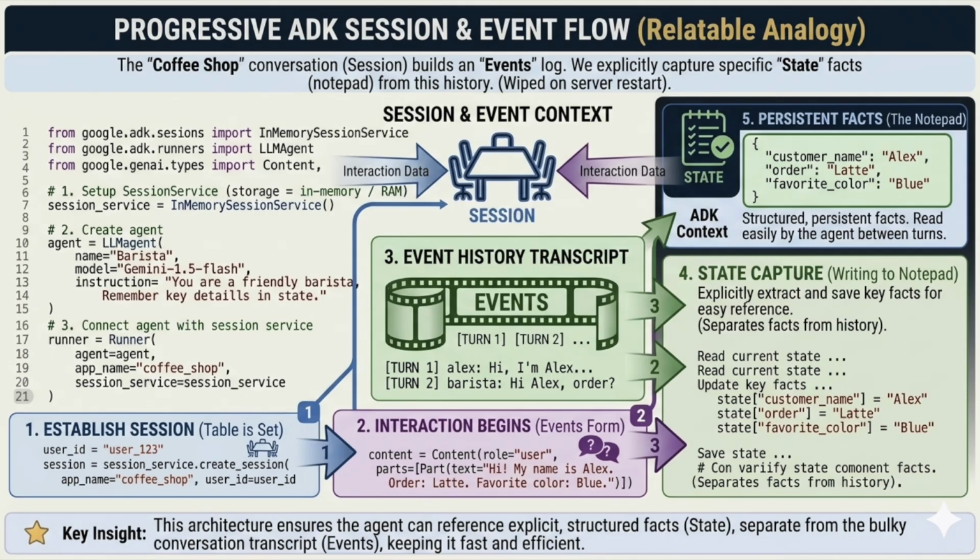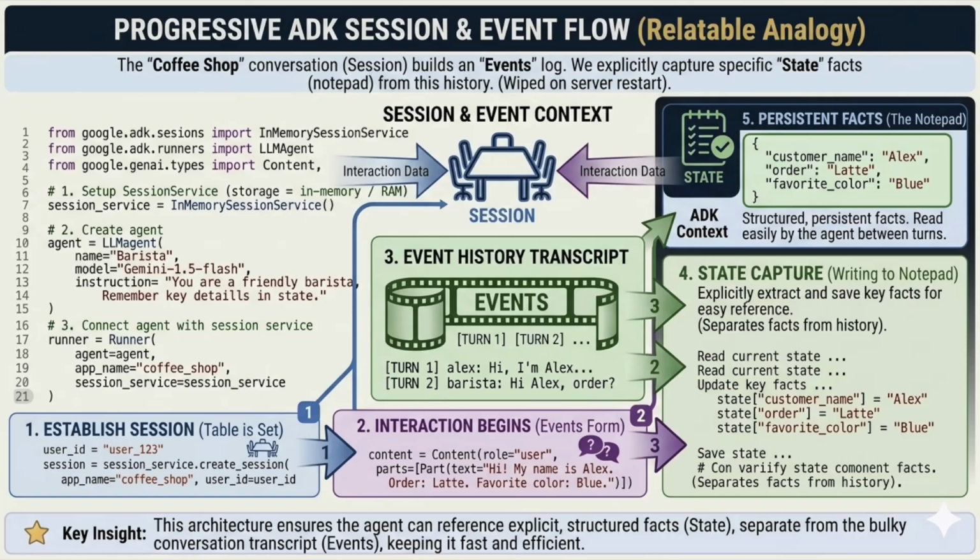Step 2, create agent. We define the agent, the barista in our example. We must specifically instruct the model to remember key details in state. Step 3, connect agent with session service. We connect everything using the runner. This is what ties the agent directly to the session memory. Setup is done. The agent is running.